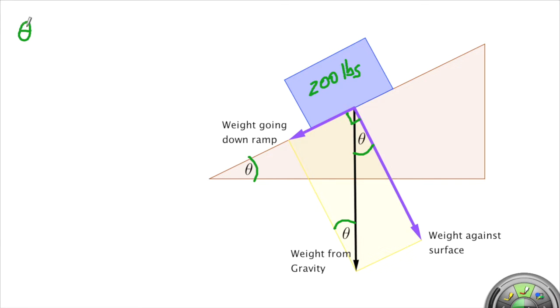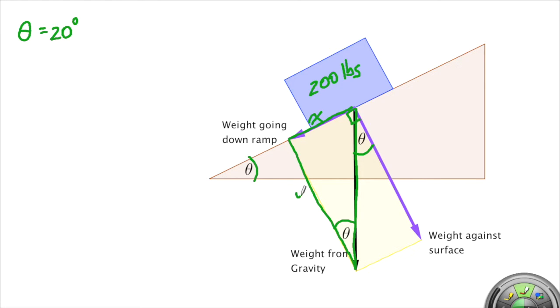All right, so let's give theta an angle. It really doesn't matter what it is. Let's say 20 degrees. So if theta is equal to 20 degrees, we should be able to find the weight going down the ramp and the weight going against the surface. You can look at either triangle, but I'm going to focus on this one, because that's my first theta, and I think it represents the idea better, because here's your force going down the ramp. That's much more important than the force against the ramp, unless you're trying to design a ramp to hold this force up.